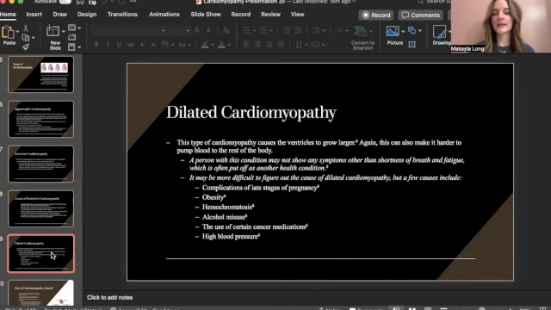The last kind is dilated cardiomyopathy, and this type of cardiomyopathy causes the ventricles to grow larger. Again, this can make it harder to pump blood to the rest of the body. A person with this condition may not show any symptoms other than shortness of breath and fatigue, which is often put off as another health condition. And it may be more difficult to figure out the cause of dilated cardiomyopathy, but a few common causes include complications of late stages in pregnancy, obesity, hemochromatosis, alcohol misuse, the use of certain cancer medications, and high blood pressure.